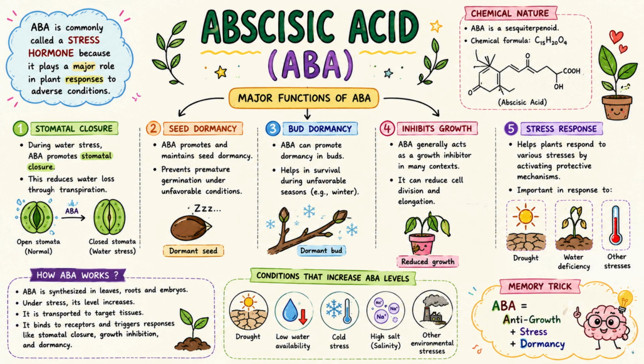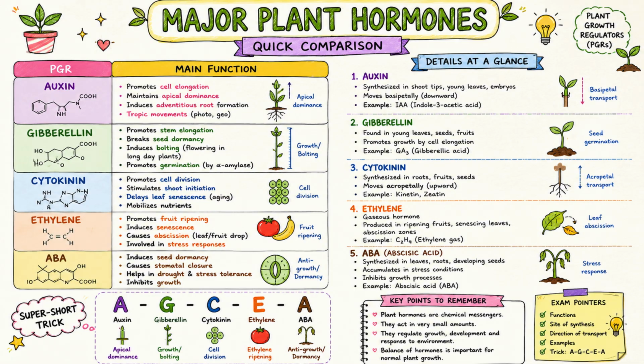Abscisic acid or ABA. Abscisic acid is called the stress hormone. It helps plants survive during drought by closing stomata to reduce water loss. It promotes seed dormancy, bud dormancy, slows plant growth, and helps plants respond to stress conditions like drought and water shortage. Memory trick. ABA means anti-growth, stress, and dormancy.